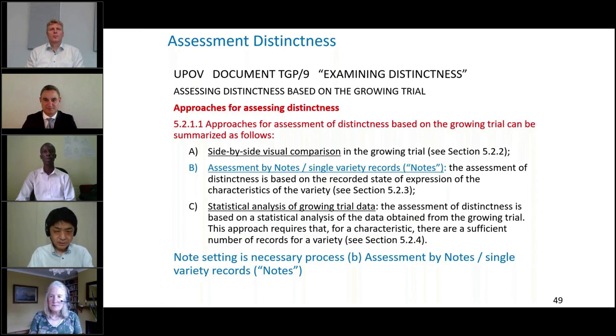Here we have the assessment of distinctness. UPOV document TGP/9, Examining Distinctness, explains as follows. Here we have three approaches for assessing distinctness. First one is side-by-side visual comparison. Second one is assessment by note, single variety records. Third one is statistical analysis of growing trial data. So our note setting is a necessary process for assessment by notes, single variety records, in Japan.